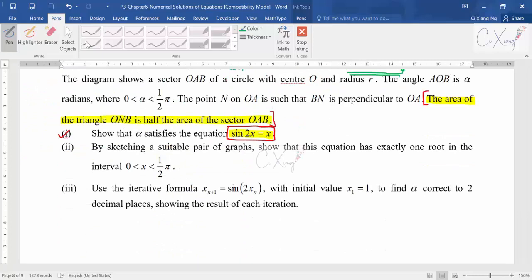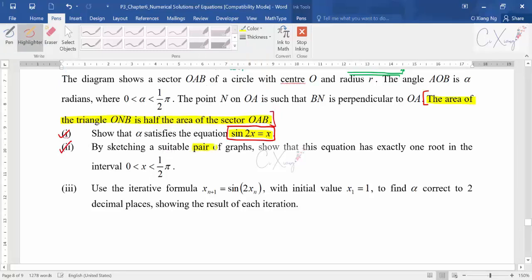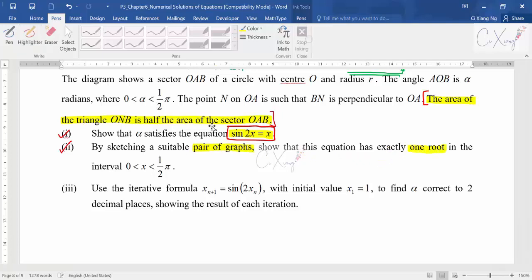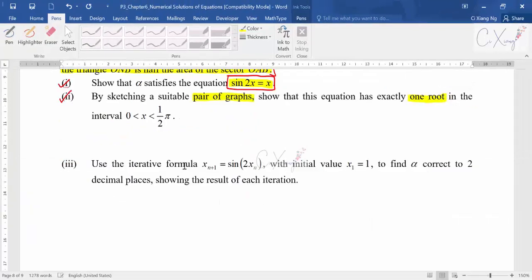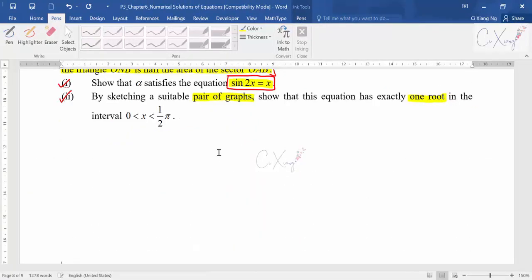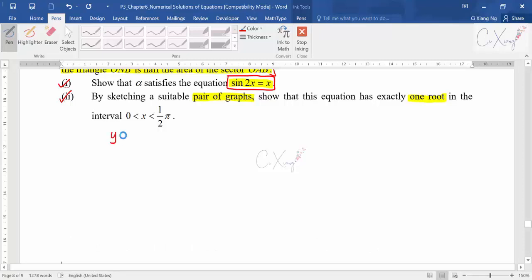Okay, then if you continue to part number 2, they want you to sketch a suitable pair of graphs. They want to show that this equation has exactly one root in the interval. So again, you need to spend some time to learn how to sketch graphs. There are two graphs that I want to sketch. The first one will be y equals sine 2x. Another one will be y equals x.